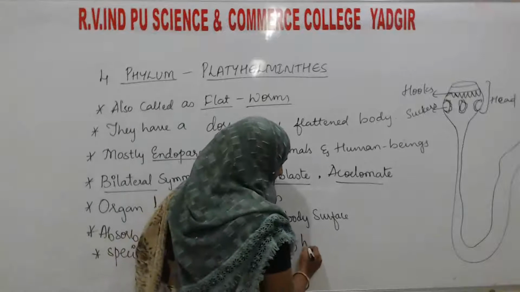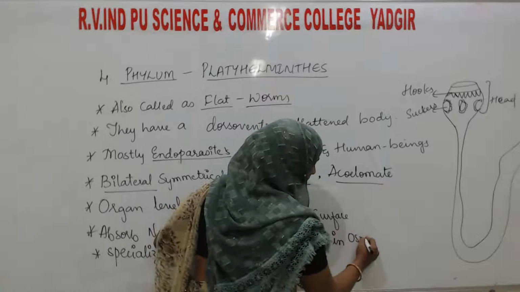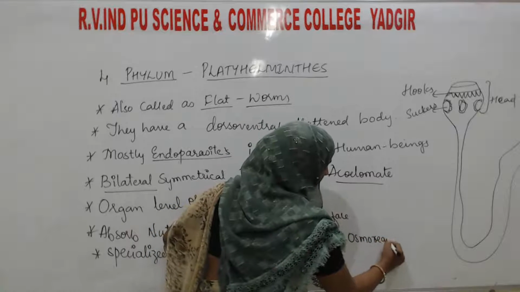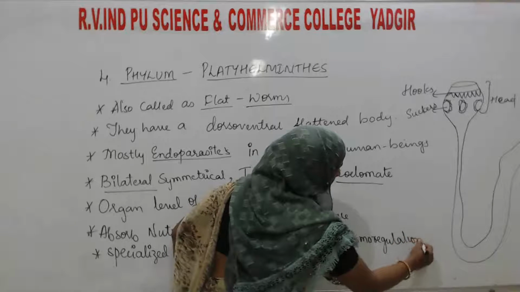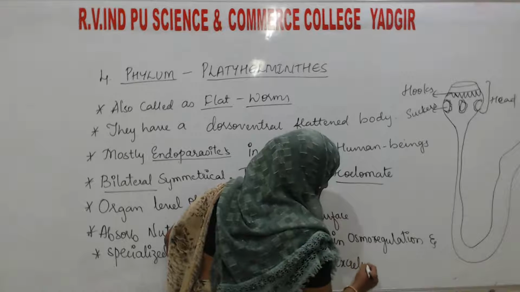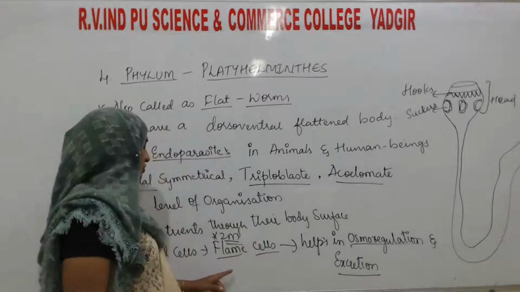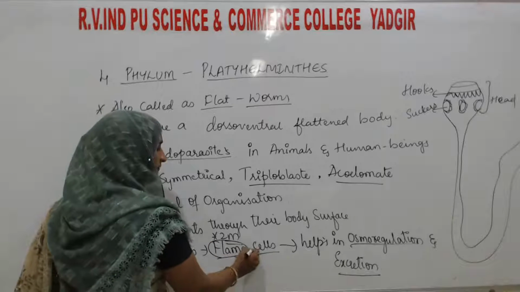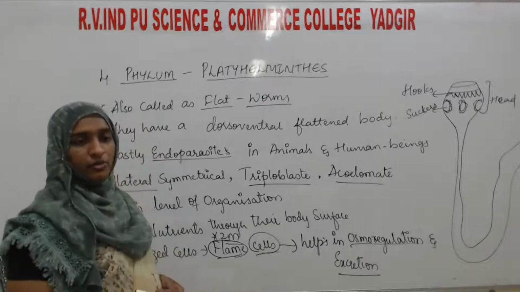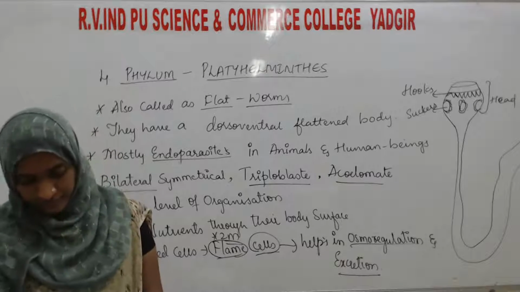Flame cells help in osmoregulation and excretion. These are the 2 important functions performed by the flame cells. What are they? Osmoregulation and excretion.